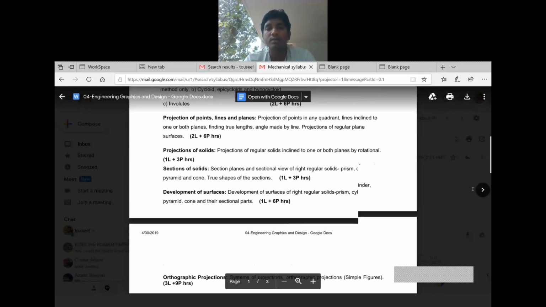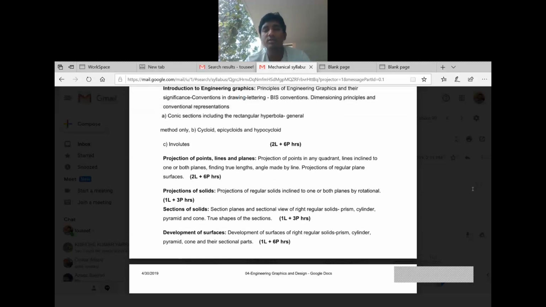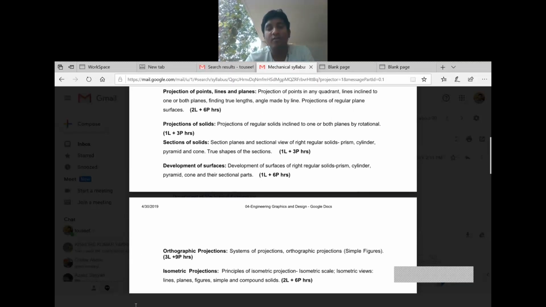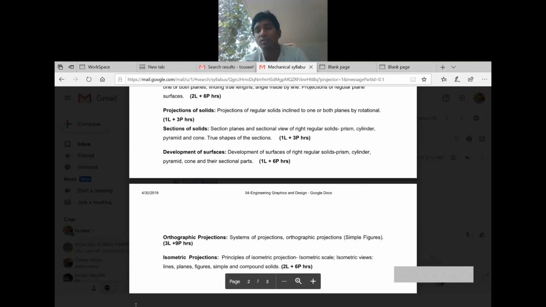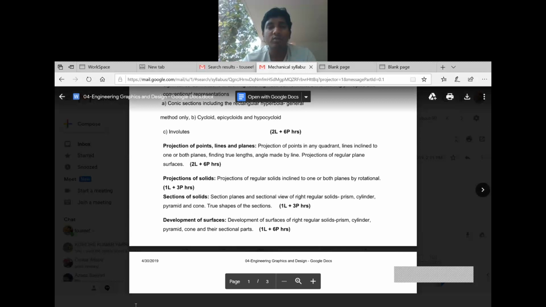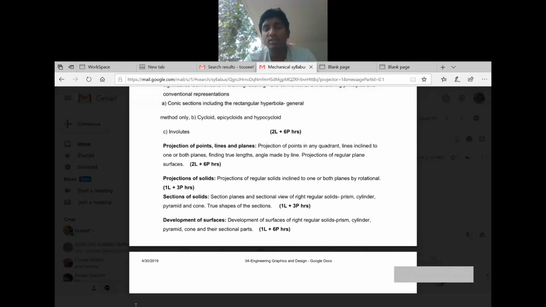The remaining part is projection of planes, projection of solids, sections of solids, development of surfaces. These are the topics we will discuss in the next class. Orthographic projections and isometric projections are different, whereas projection of points, lines, planes, solids, sections of solids, and development of surfaces are interrelated. First I will start from projection of planes, then solids, then sections of solids, then development of surfaces. We will go in this way.